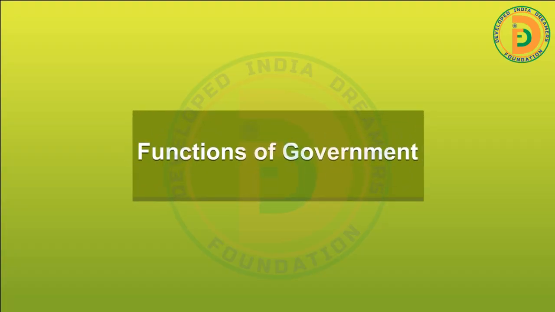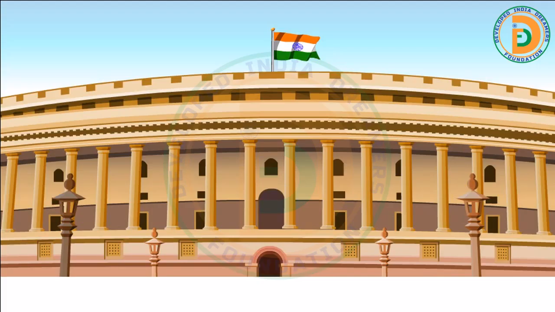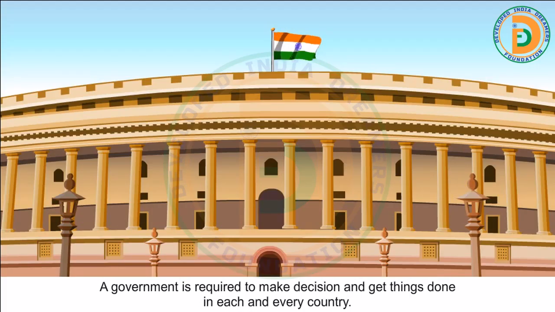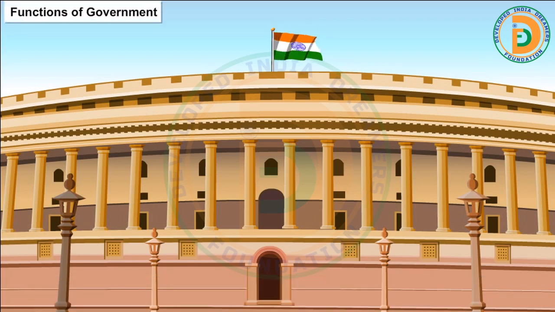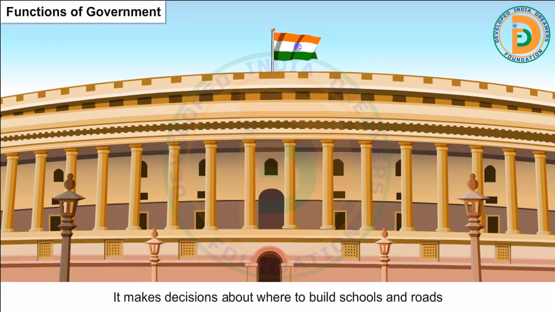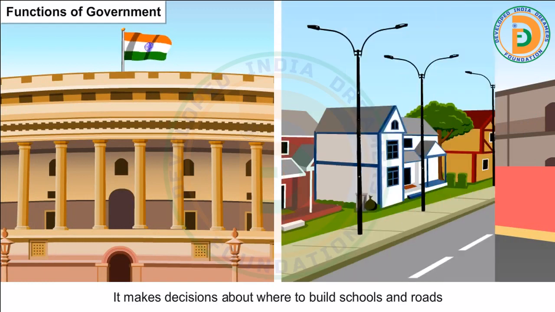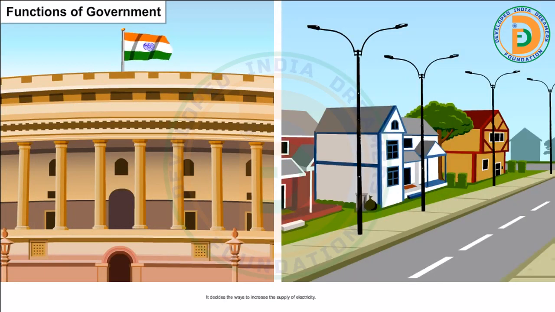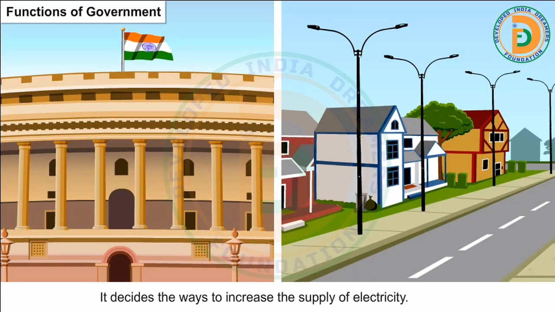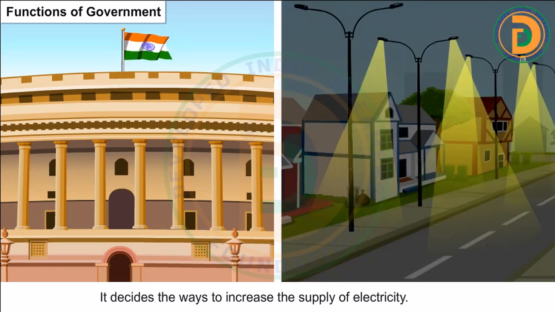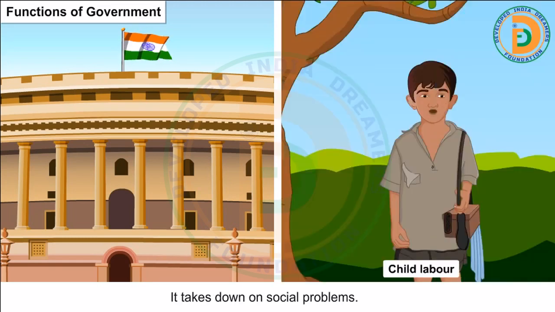Functions of a government. A government is required to make decisions and get things done in each and every country. It makes decisions about where to build schools and roads. It decides the ways to increase the supply of electricity. It takes action on social problems.